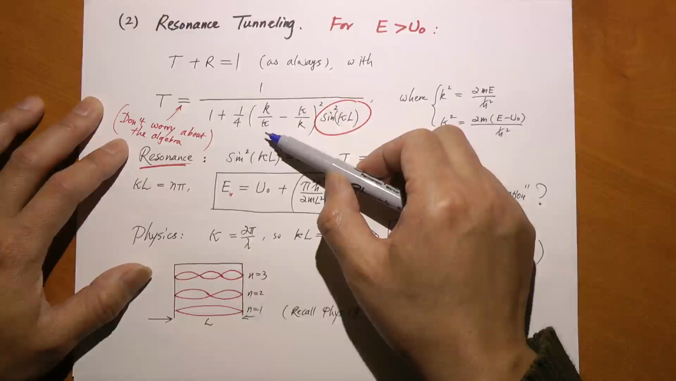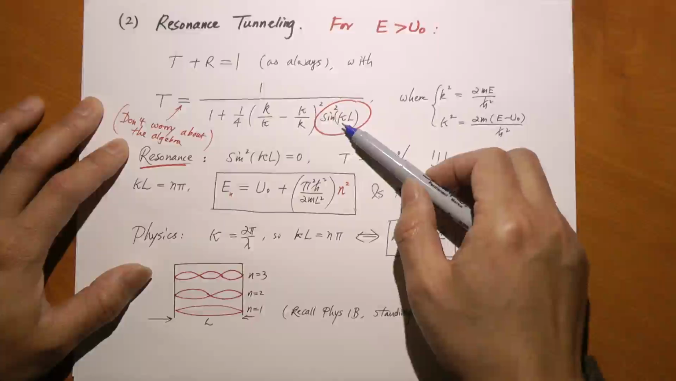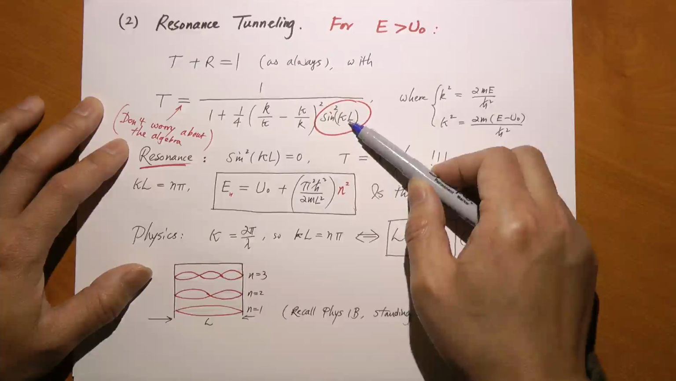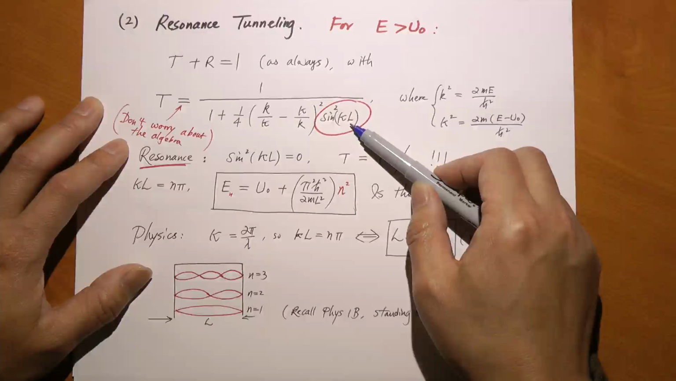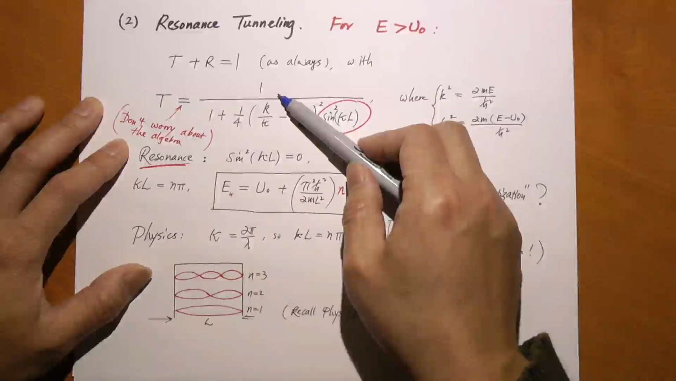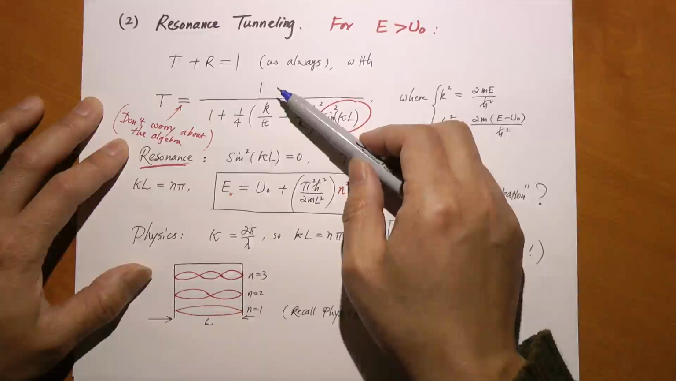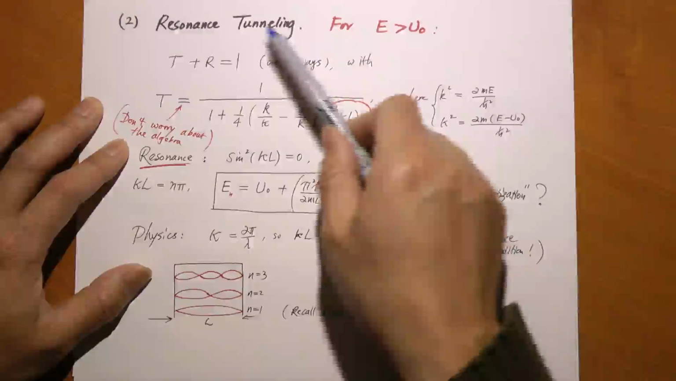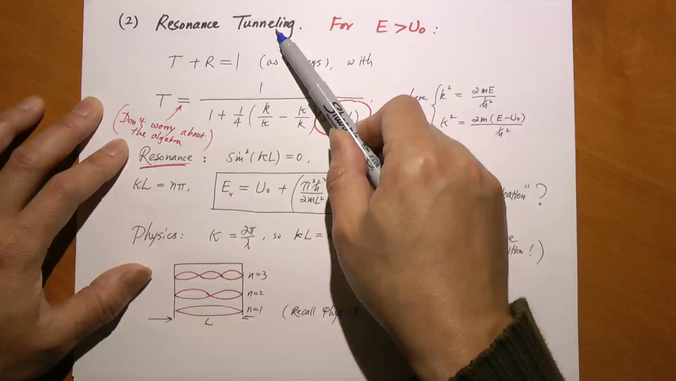However, you see here, there is a sine function here, which I can take to 0. And if that equals 0, what happens? You kill the entire term here, T becomes 1. This is when 100% of the particles go through. This is called resonance tunneling.